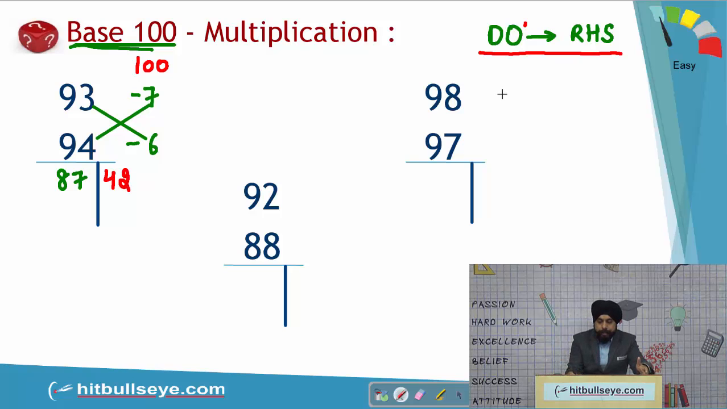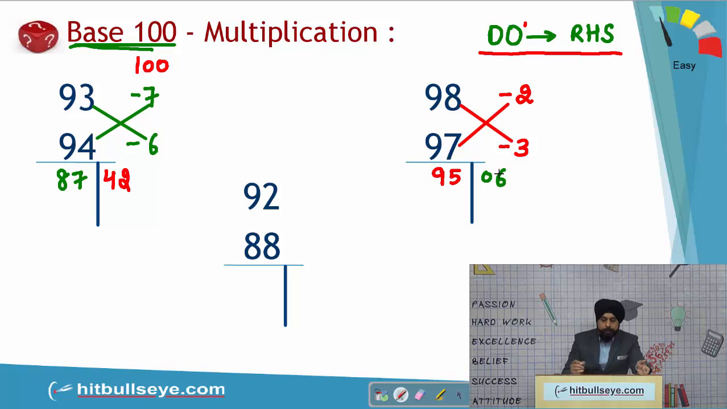Take another example. Now 98 is -2, 97 is -3. Again, subtracting 3 from 98 or 2 from 97 gives us 95. Now the product of -2 and -3, students, it is 6. But it has a single digit and we are supposed to place 2 digits. So what we will write over there, students? We will write 0, 6.